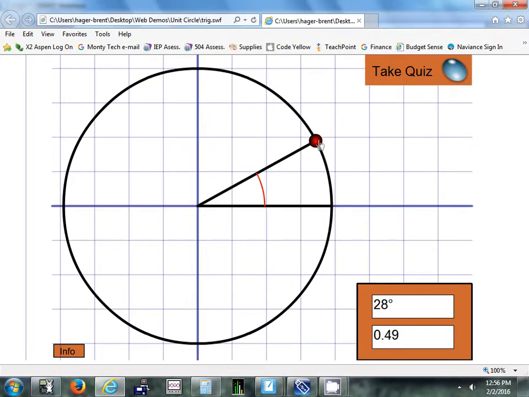In this program, all I can do is move the terminal side. I can't move the initial. Initial side is always on the positive x-axis. But as I start to move in a counterclockwise direction, notice it's measuring the angle positive. And it's measuring the angle in two different ways.